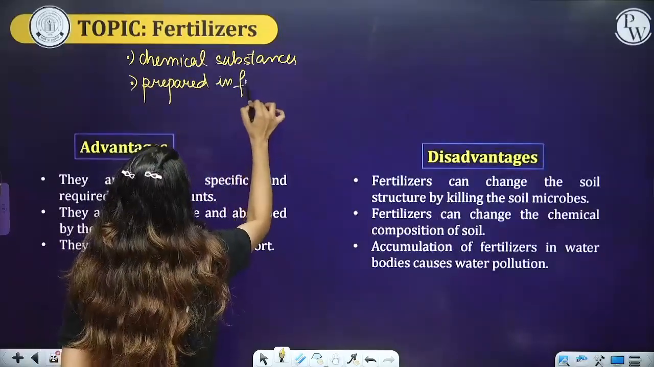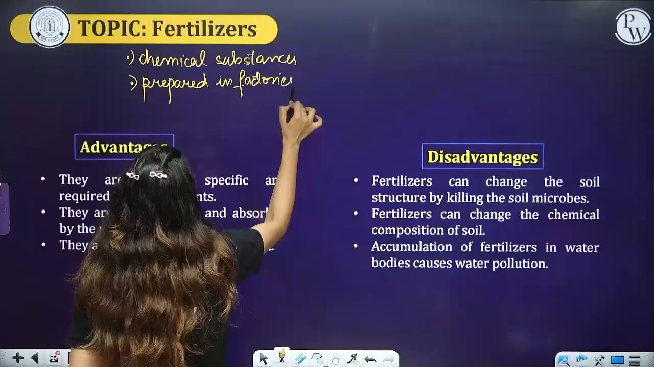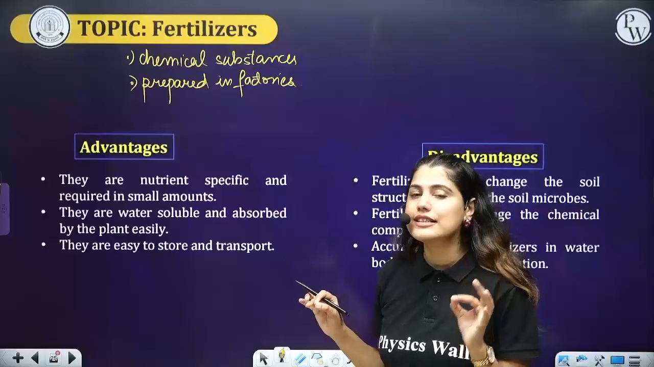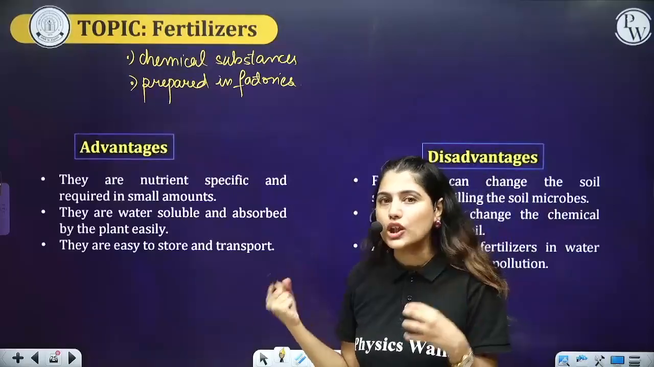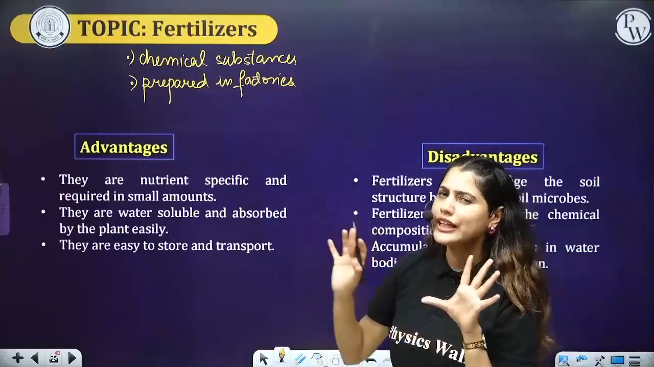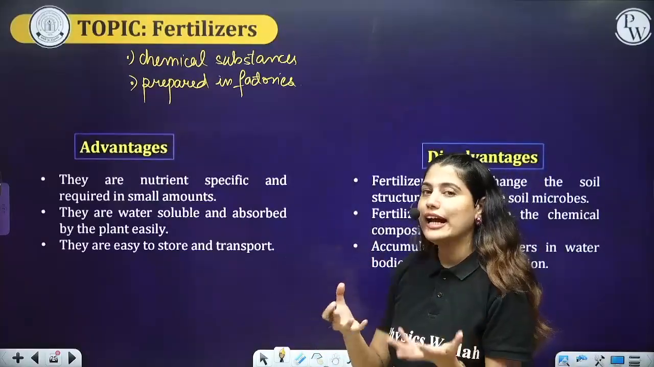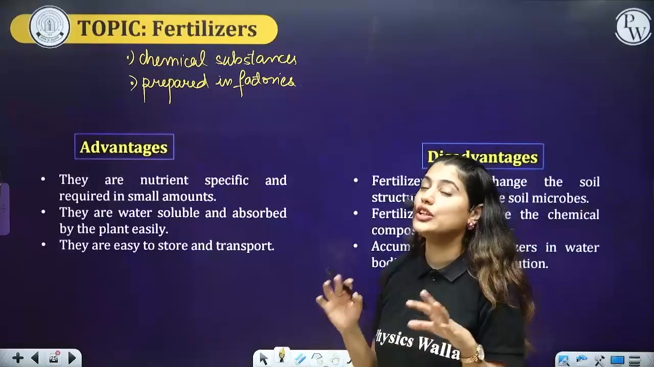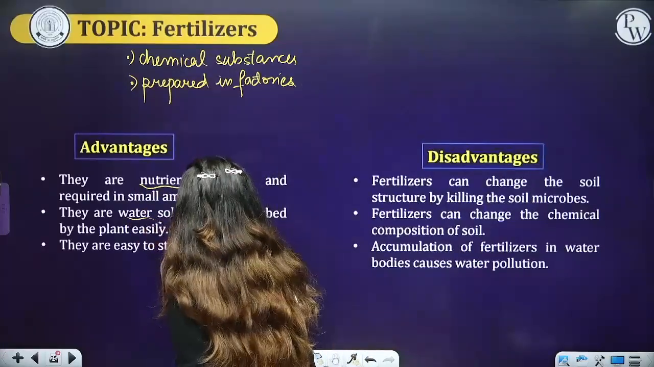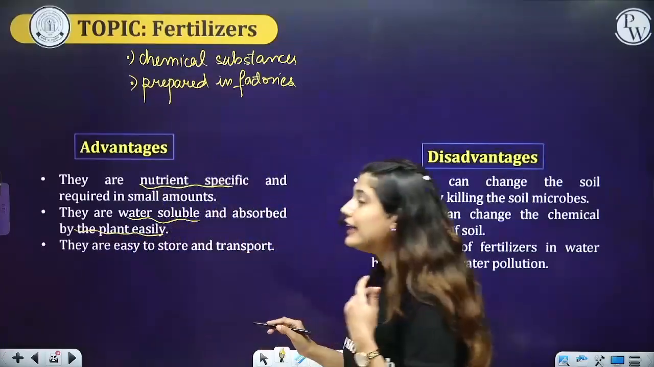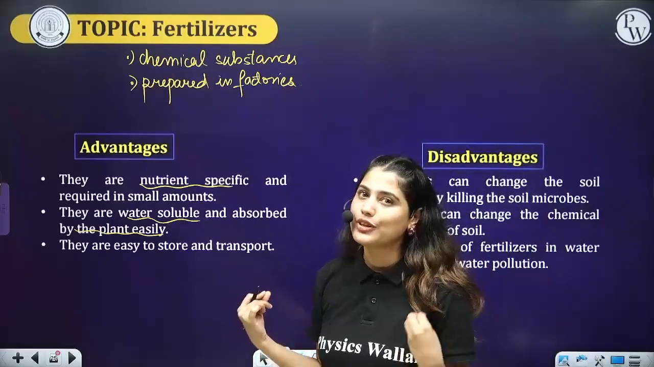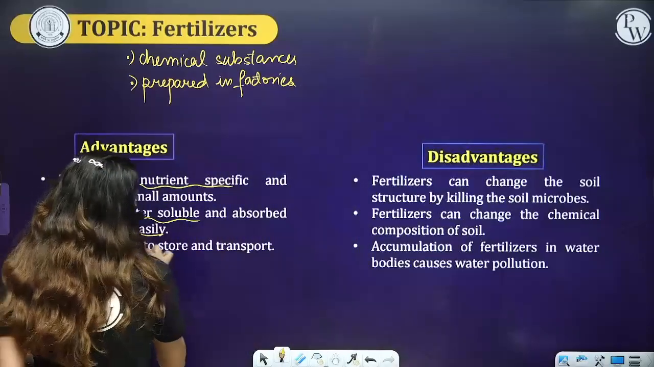Now, unlike manures, they are nutrient specific. That is, if the soil is deficient in a particular nutrient, that can be overcome by the fertilizers. They release the nutrients very quickly into the soil, and hence can be taken up by the plants very quickly. So it is going to support the growth of the plants, right? They are nutrient specific, they are water soluble, hence absorbed by the plant very easily, and also they are not bulky like manure, so it is very easy to store them, transport them, and obviously use them, right?